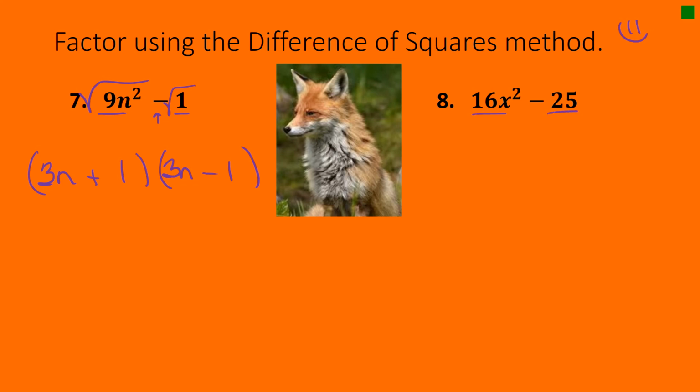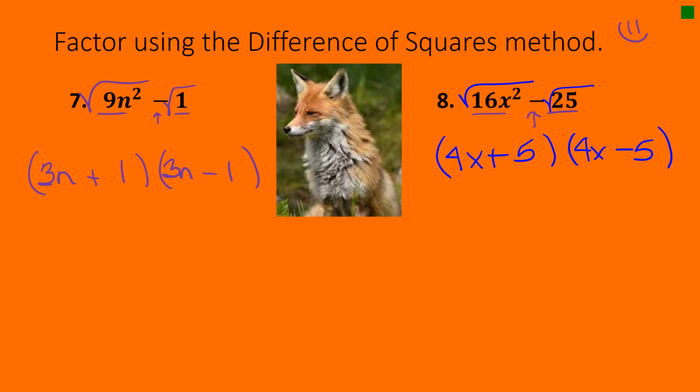All right, perfect square. Don't forget to check to make sure that that is a minus. So I'm going to go plus minus. I'm going to take the square root of 16x squared. What did I square to get 16? 4. What about x squared? X. So 4x is my first term. Square root of 25 is 5.